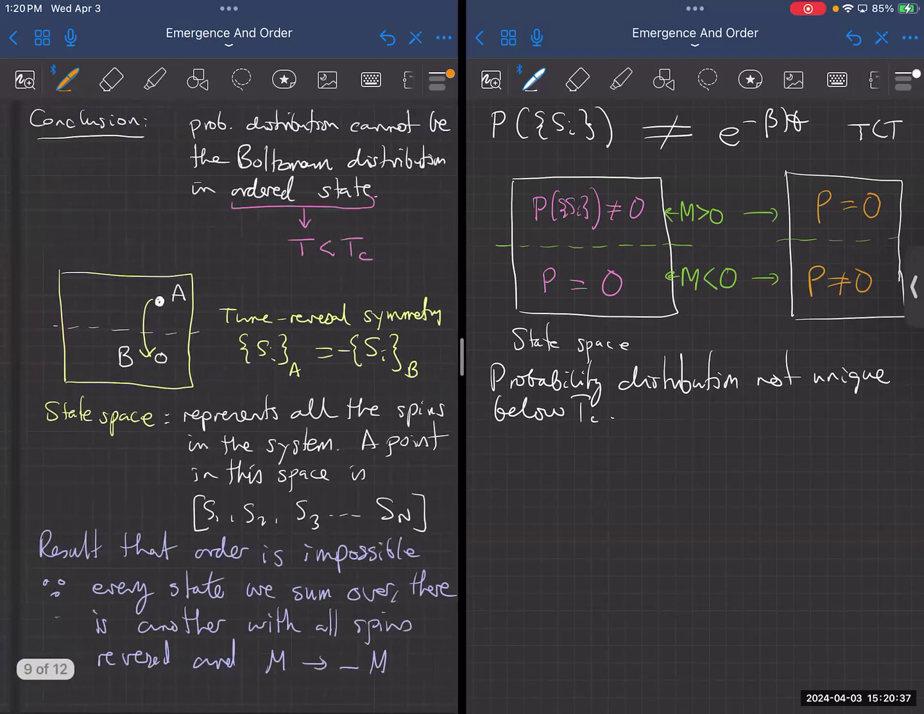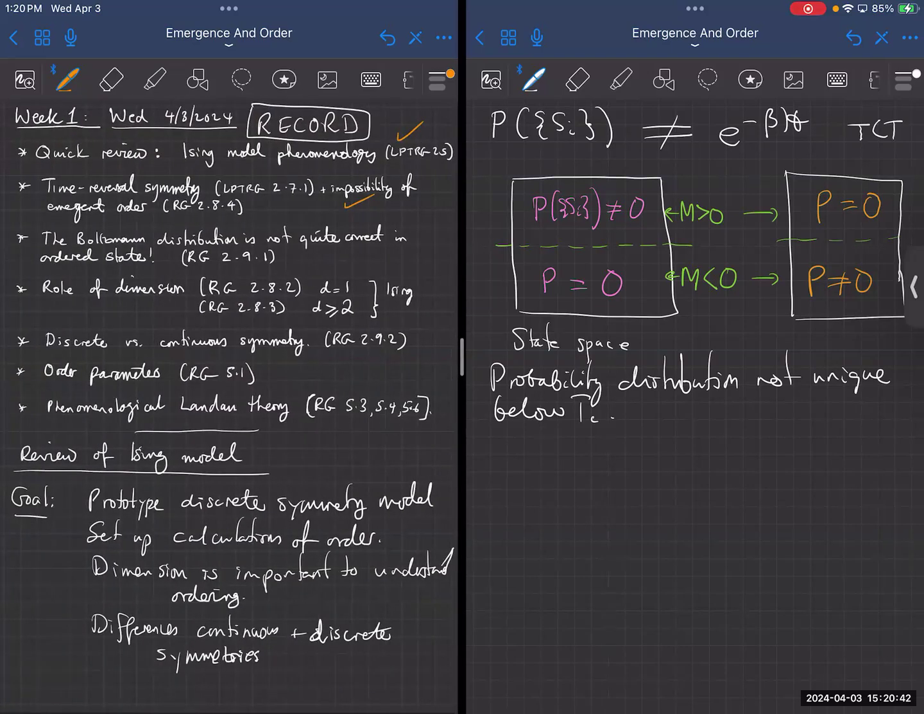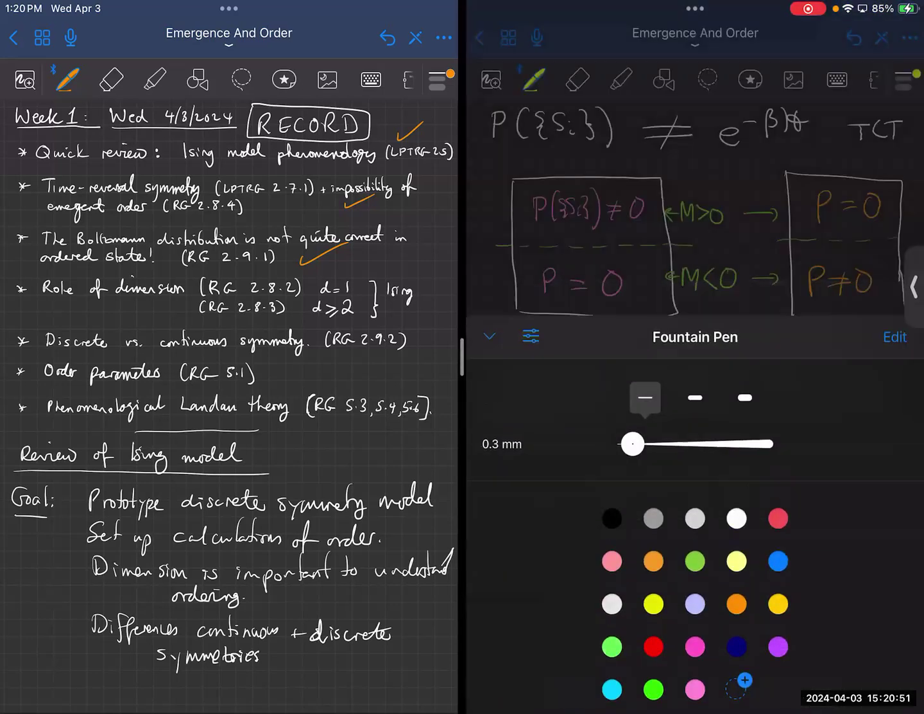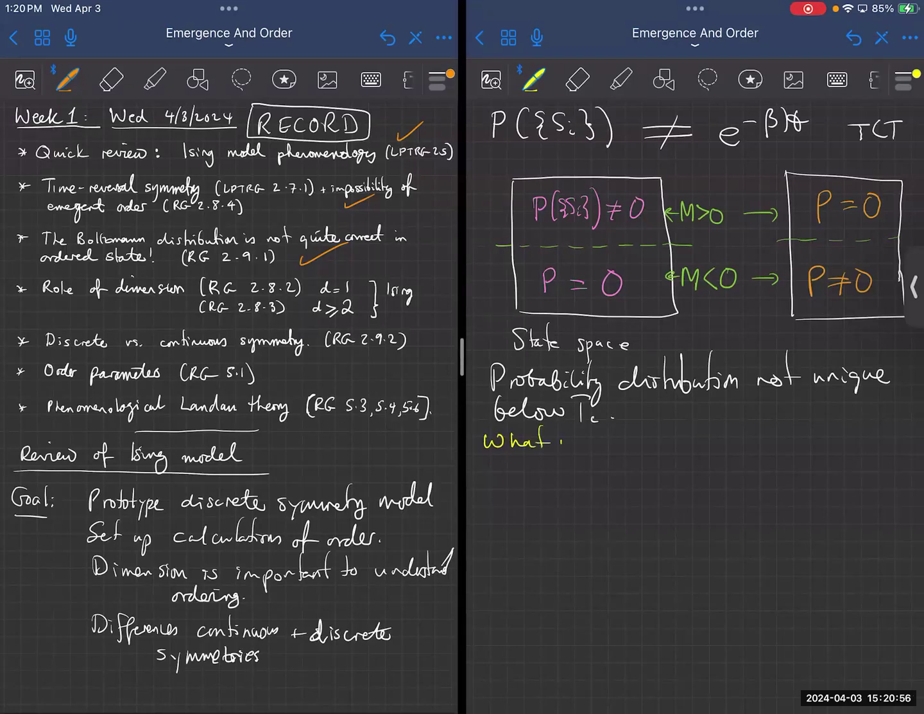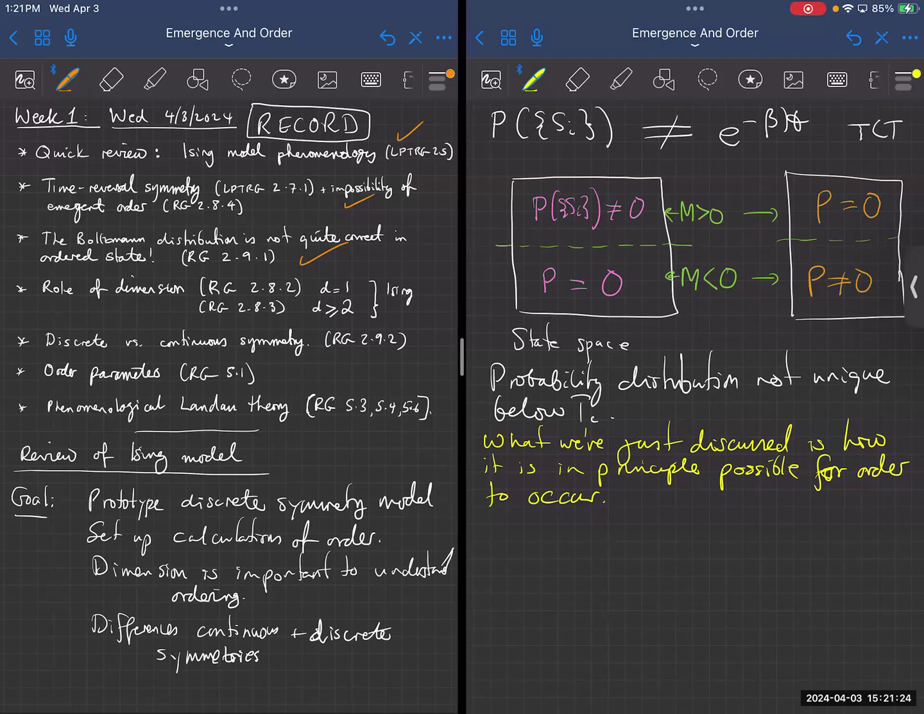Now, what I want to do next, in this sort of lightning tour of the last quarter's results, is I want to now talk about the role of dimension. So what we've just discussed is how it is in principle possible for order to occur. Well, I didn't tell you exactly how this happens, the mechanism. So the question now I want to talk about is what is the mechanism? And in particular, I'm going to show you that the answer depends on spatial dimension.